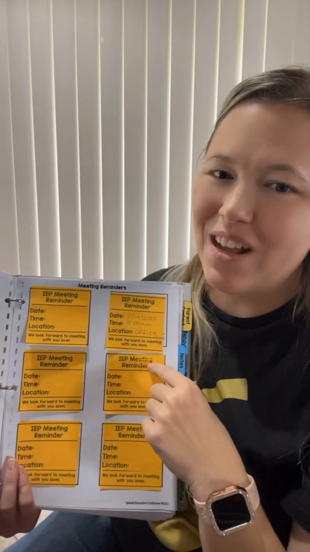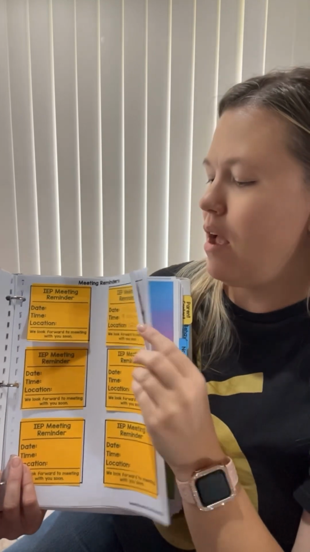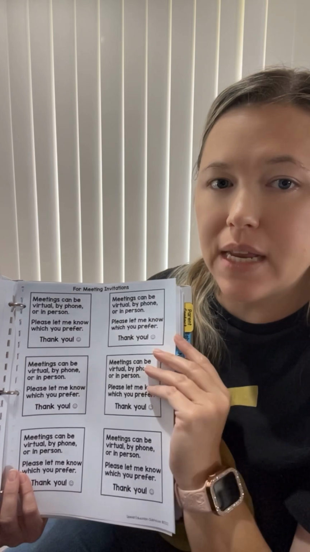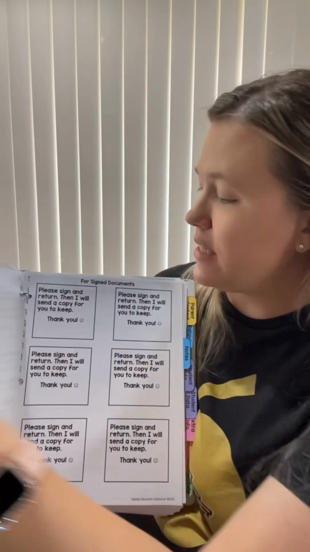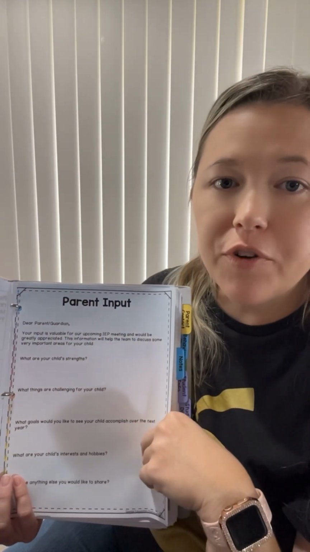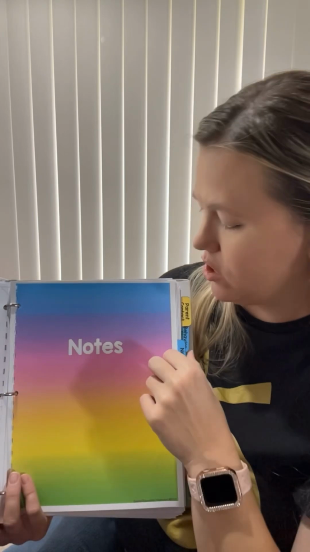A tab for your IEP meetings. There's those sticky notes that are ever so popular. There's other sticky note forms in here. So one for when you're sending home the meeting invitation, one to have the papers come back signed and returned. There's a parent information form for you to send home with your meeting invitation.